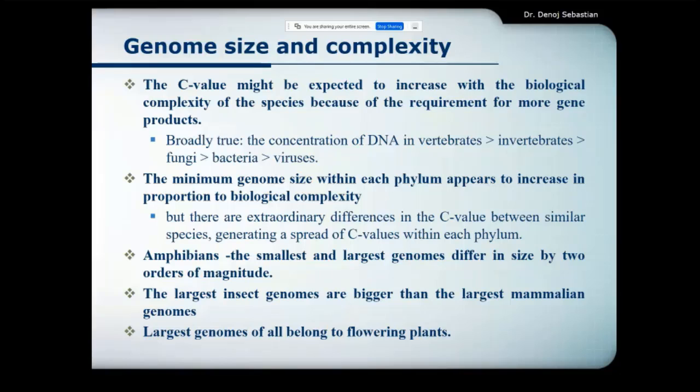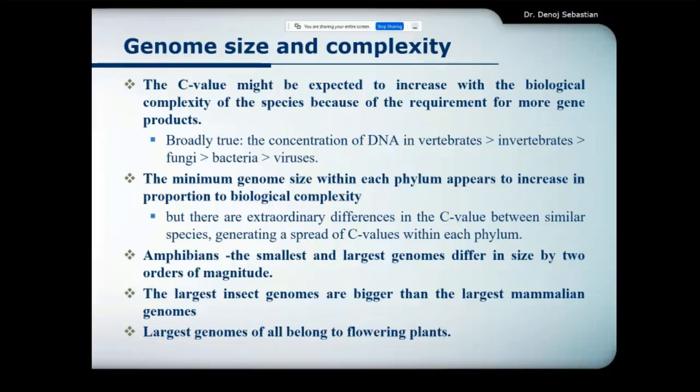The minimum genome size within each phylum appears to increase with the biological complexity. Usually, we expect that the minimum genome size within the same phylum will increase depending upon the biological complexity. If it is a complex one, we are expecting a larger genome. But there are extraordinary differences in the C value between similar species, generating a spread of the C values within each phylum. That's why in the case of flowering plants, we have 10 raised to 6 to 10 raised to 11. Very small genomes to very large genomes are present within the same phylum.